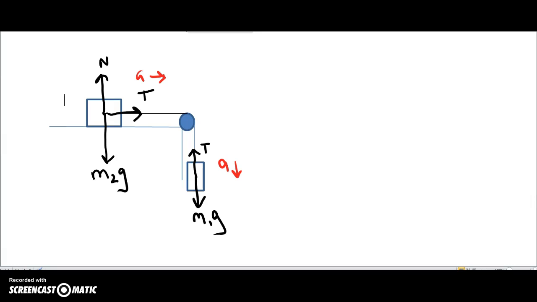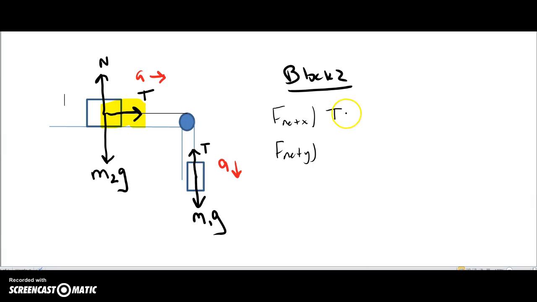The next step is also the same for these. We're going to start with block 2, and we're going to write the X force and the Y force. In the X direction, we have tension, right there. And that's going to equal M2A. In the Y direction, we have N minus M2G. And again, that's going to equal 0 because there's no acceleration in the Y direction.